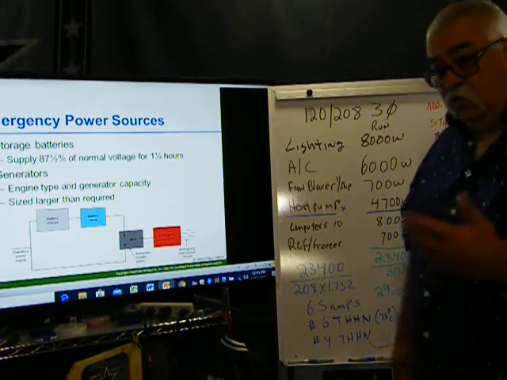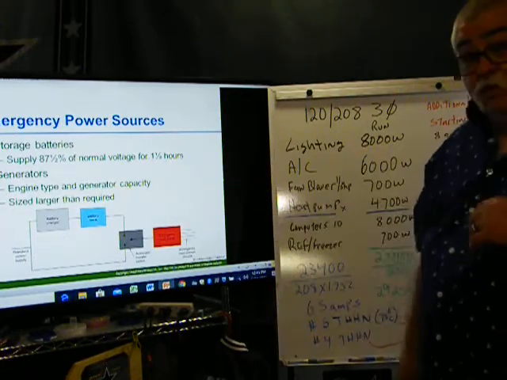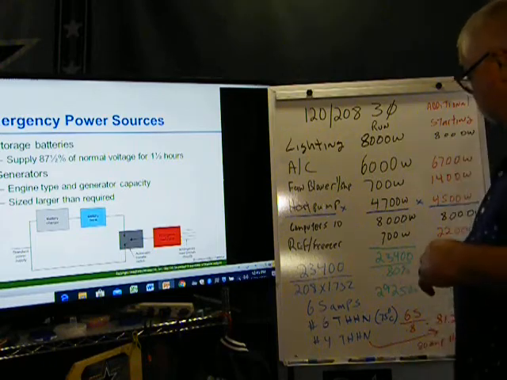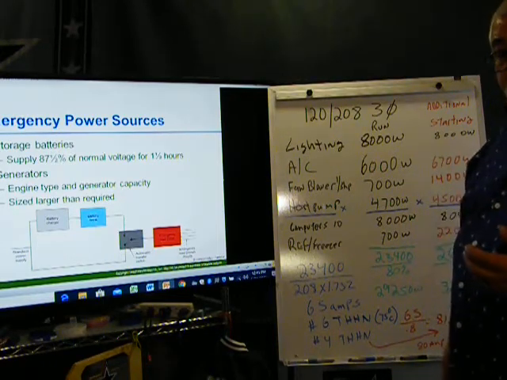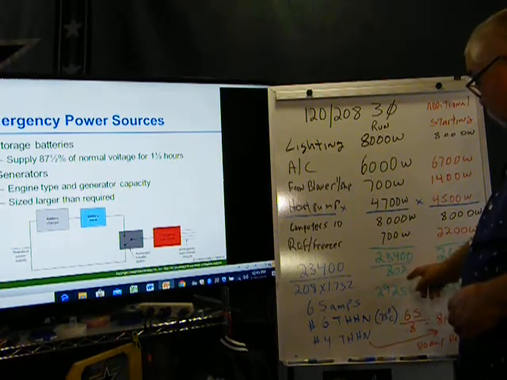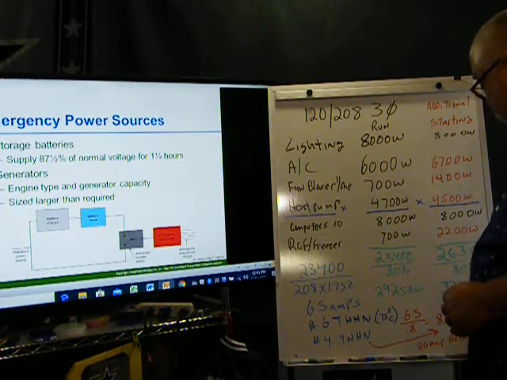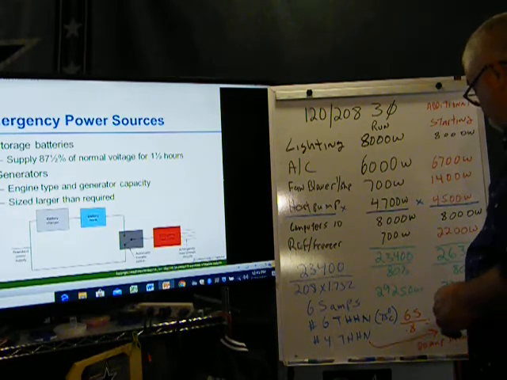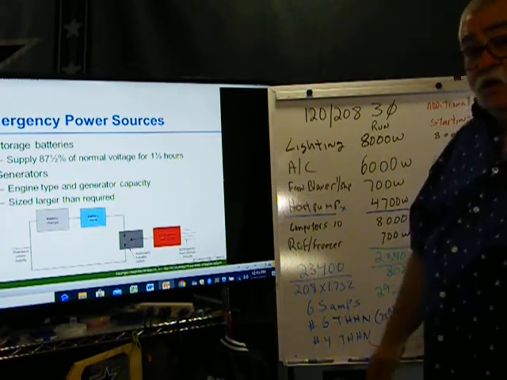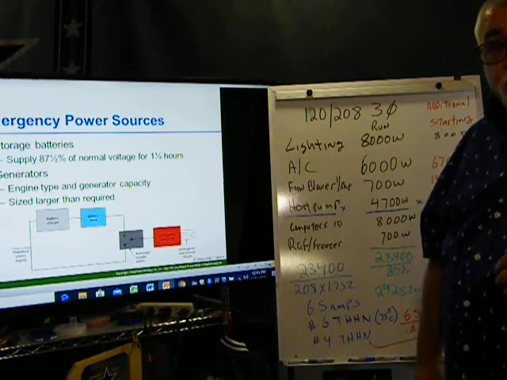Okay, so we shouldn't run the generator at 100% capacity. We should size it larger than required. So let's say I want to run it at 80% capacity. So my running load, I divide it by 80%. It takes me up to 29,250. My surge takes me up to 32,875. So for my running capacity, I'm looking at at least a 30, maybe a 30 kVA transformer.